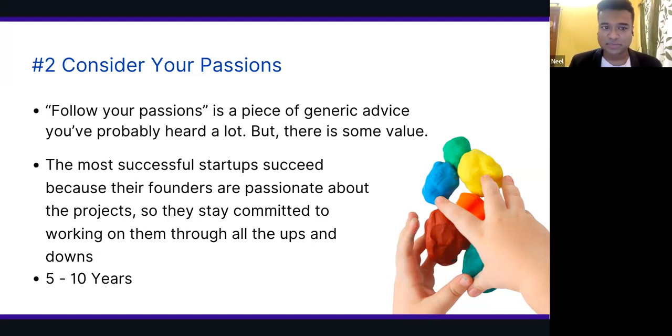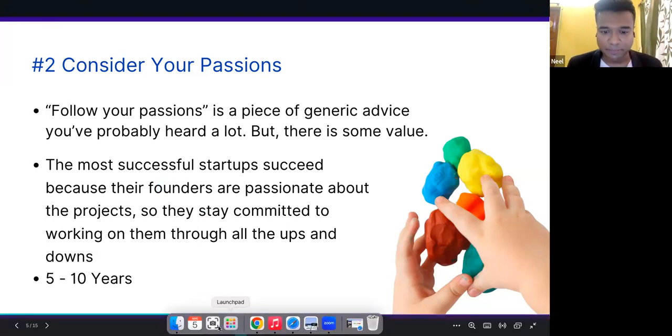The most successful startups succeed because their founders are passionate about the project, so they can stay committed to working on them through all the ups and downs. And it usually takes around 5 to 10 years from the time you think of an idea and then execute it and make it a very big brand.